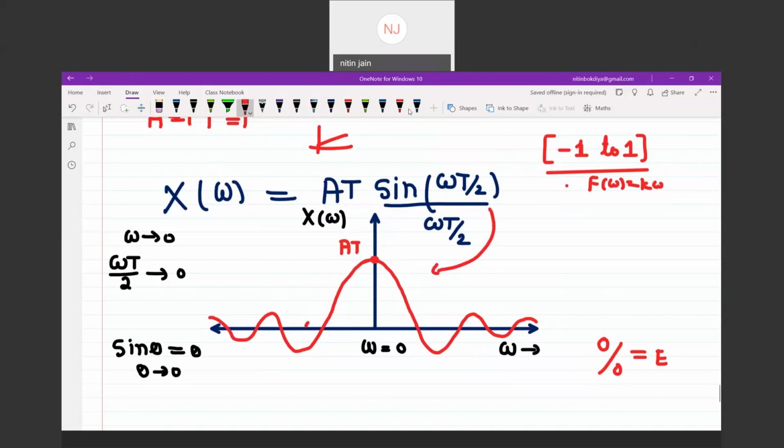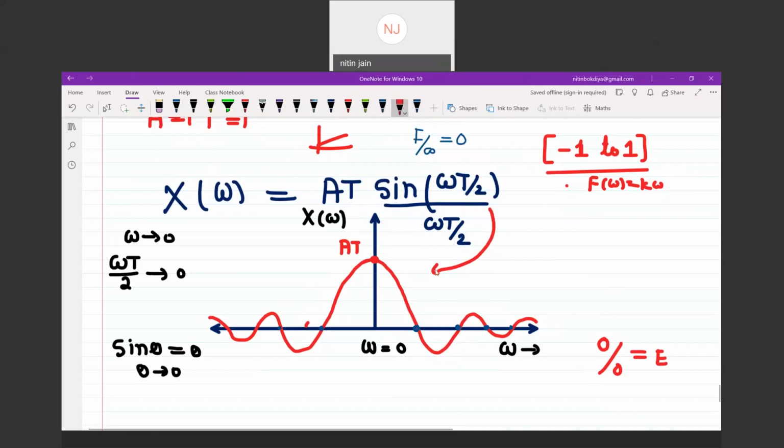Now these points are very important. How can we define these points? These points are known as zero crossing points. A function becomes zero when the numerator is finite and the denominator is infinite, which happens as omega goes to infinity. But one more thing, the sine of omega T by 2 is periodic.